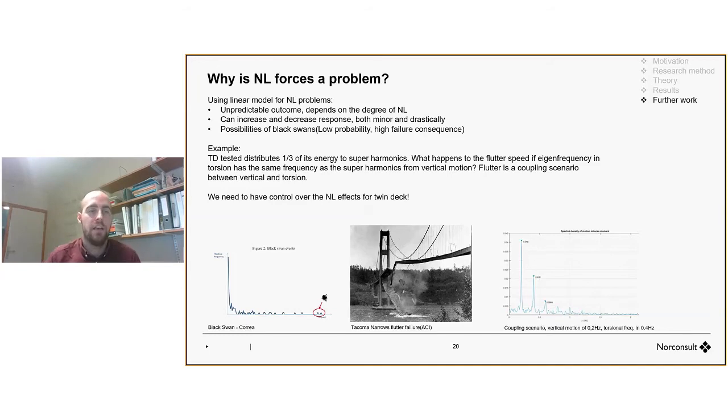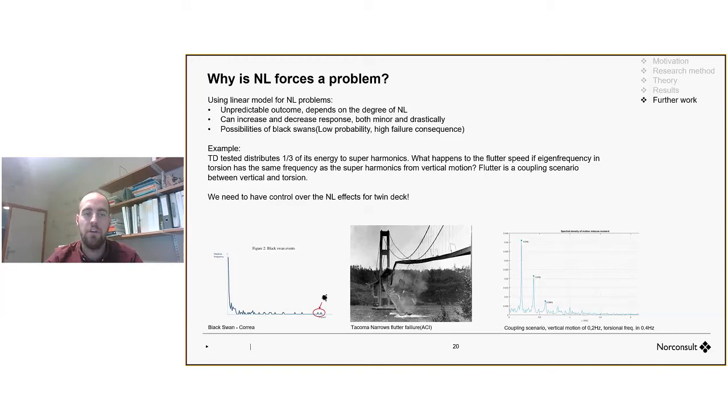So an example of this could be, for those of you that are familiar with flutter: flutter is a coupling effect between the vertical and torsional motion of the system. When you increase the mean wind, suddenly you start to get almost no damping in a coupled motion between vertical and torsional. But our twin deck cross section basically says that at some frequencies, 1/3 of the energy in one harmonic is dispersed through superharmonics.